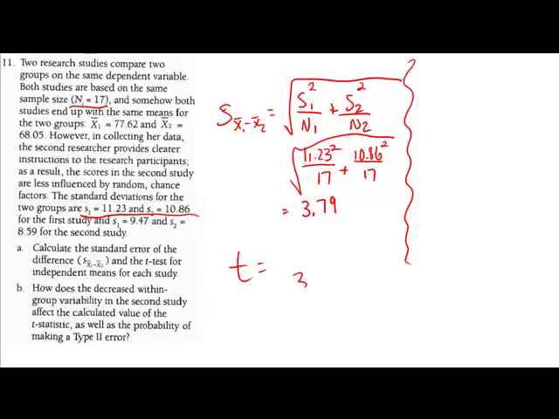T is equal to the difference. So what was our mean difference? It was 77.62 for x1 minus 68.05 for x2. T equals 3.19. Okay. Let's do this for the second study.